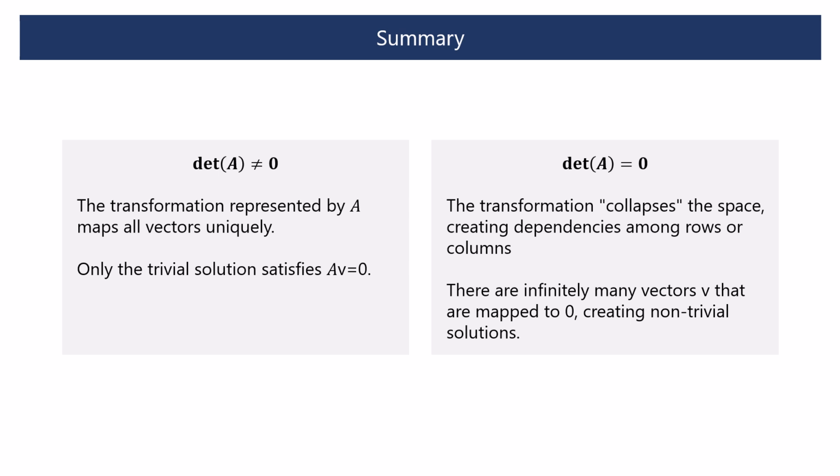Let's summarize the points of this section. When the determinant of a matrix A is not zero, the transformation represented by matrix A maps all vectors uniquely. So, only the trivial solution satisfies Av equals 0. When the determinant of matrix A is 0, the transformation collapses the space, creating dependencies among rows or columns. In this scenario, there are infinitely many vectors v that are mapped to 0, creating non-trivial solutions.